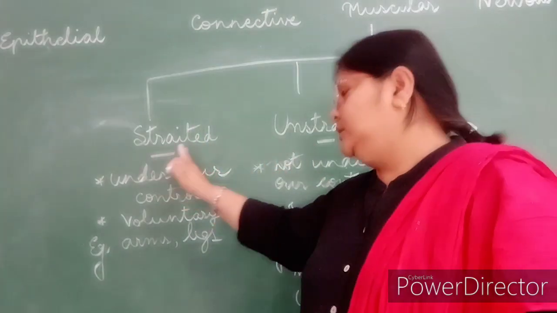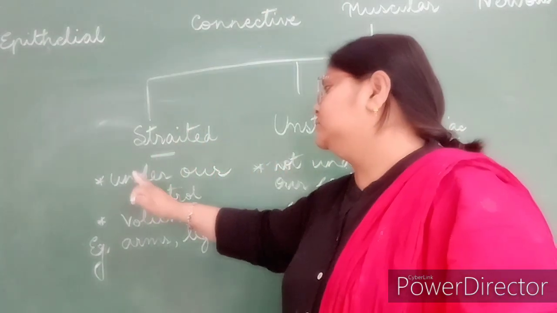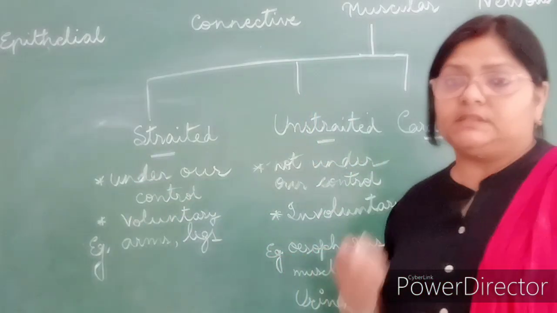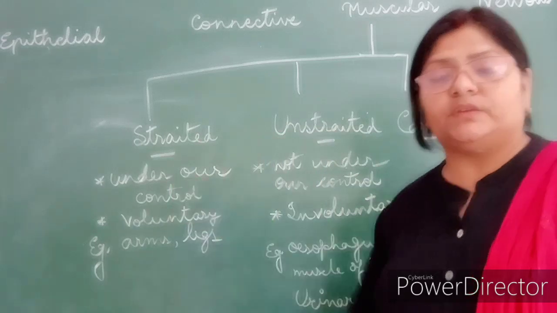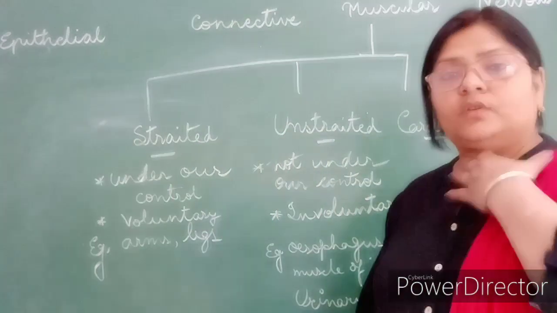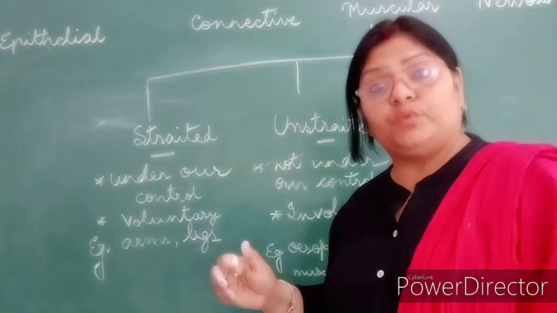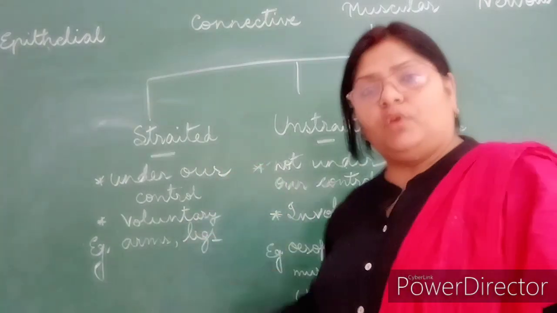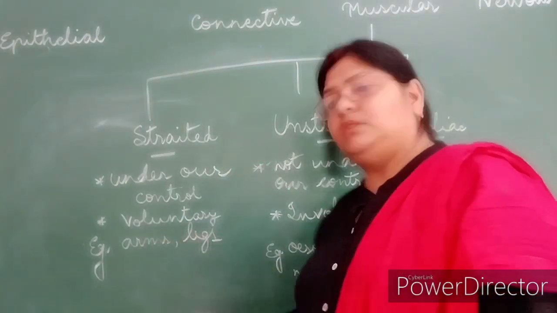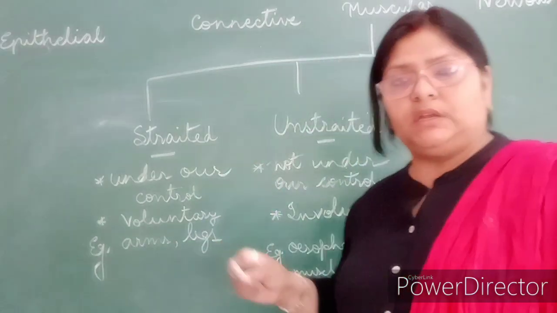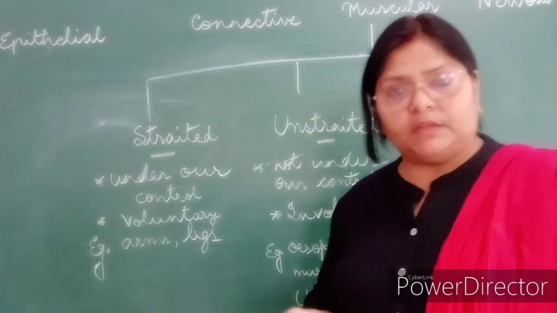Striated are the tissues which are under our control. The parts that we can move, our hands, our legs, our neck. Okay, so these are under our control and are made up of striated muscles. So they are voluntary, and where are they found? Arms and legs. Okay, they have striations in them and they are not branched.